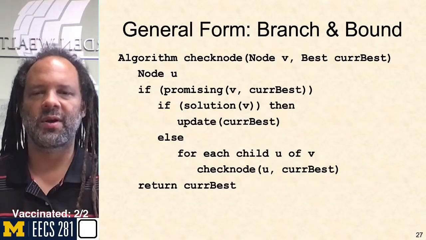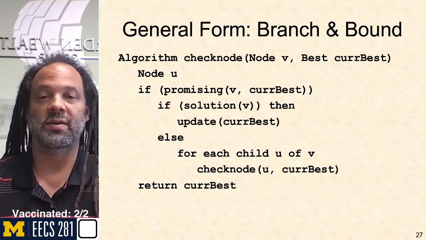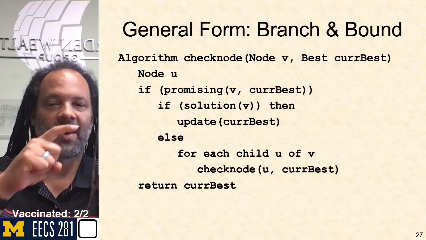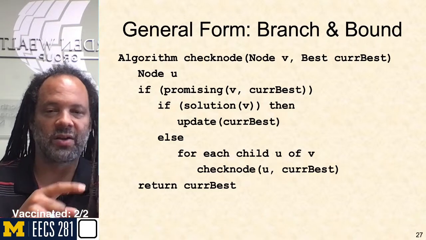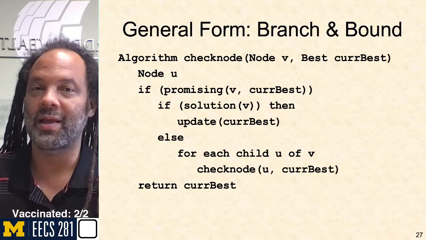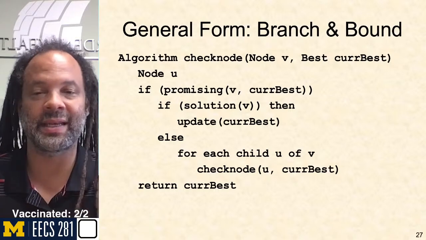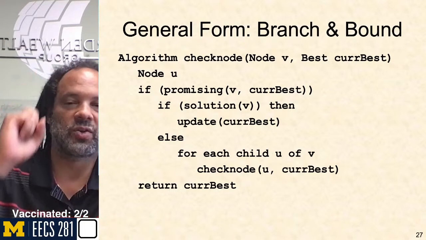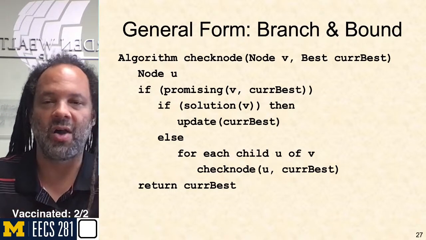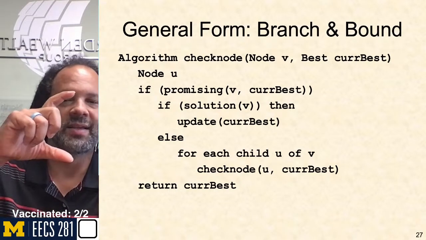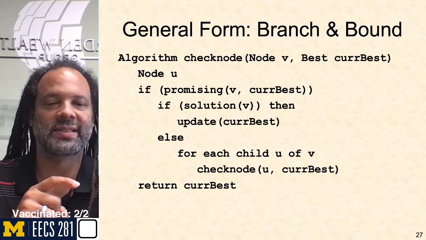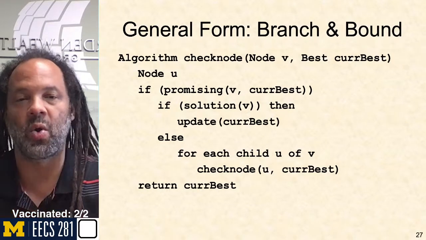This hopefully will look fairly similar, and that means you weren't asleep moments ago. I've got a promising call there. I've got a solution check there. I've got a call to check node there. Woo! That's backtracking. I told you it was hidden in there. But I've got this recursive call, check node calling check node. All of these things were good before. And I've got this base case that says if I fail the promising test, then don't even try to extend it with check node, and so on and so on.